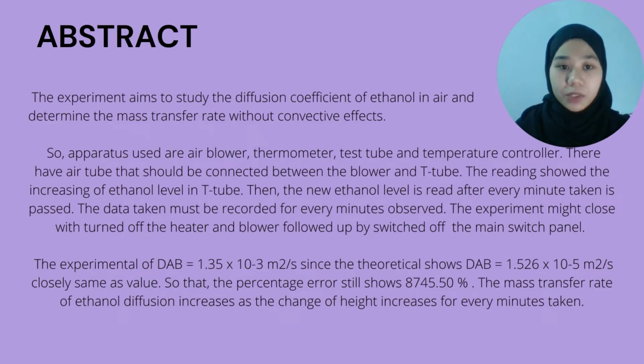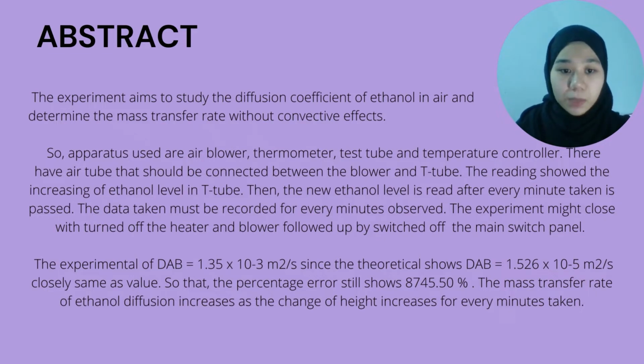We'll start with the abstract. The experiment aims to study the diffusion coefficient of ethanol in air and also determine the mass transfer rate without convective effects. The apparatus used are an air blower, thermometer, test tube, temperature controller, and so on. In this method, we have an air tube that should be connected between the blower and the T-tube. The data taken must be recorded for every minute observed, and the experiment closes by turning off the heater and blower, followed by switching off the main switch panel.